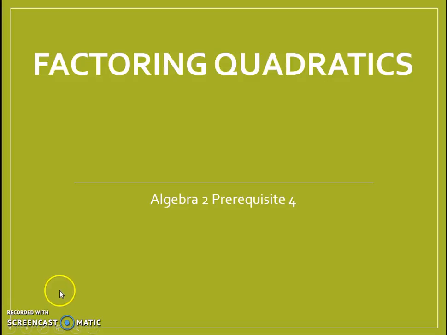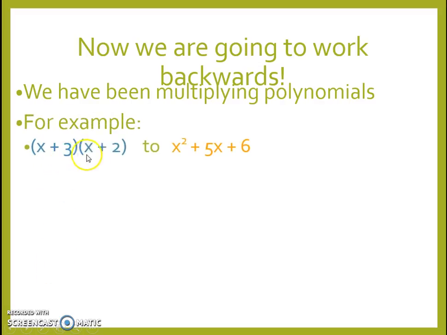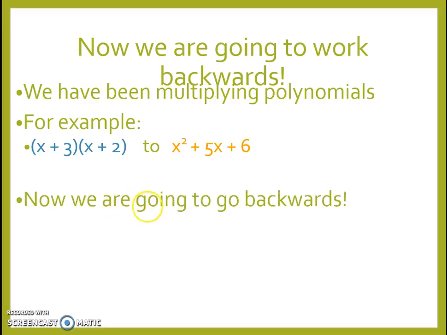The fourth prerequisite for Algebra 2 is factoring quadratics. We have been multiplying polynomials, and now we're going to work backwards. For example, we've been taking x plus 3 times x plus 2 and getting x squared plus 5x plus 6. Now we're going to go backwards. So we're going to be given something like x squared plus 5x plus 6, and we're going to turn it into x plus 3 times x plus 2.